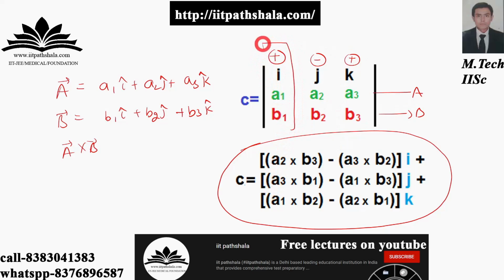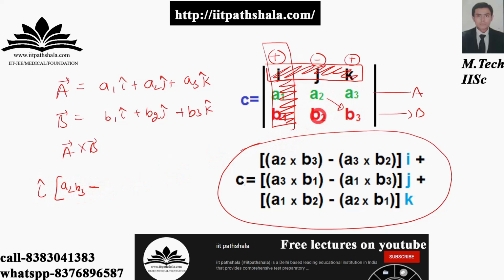Now what you can do is hide this particular column and this particular row. You should not be considering this one at first. So now you are at i, so you are not considering that column and that row, and you are left with a2 b3 and a3 b2. So multiply a2 by b3, and you will have a2 b3 minus a3 b2. Fine with that? That's the first component of your resultant vector.